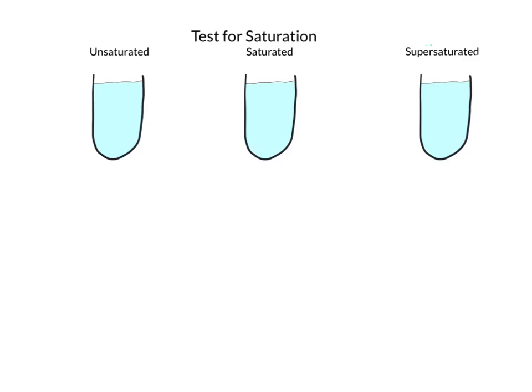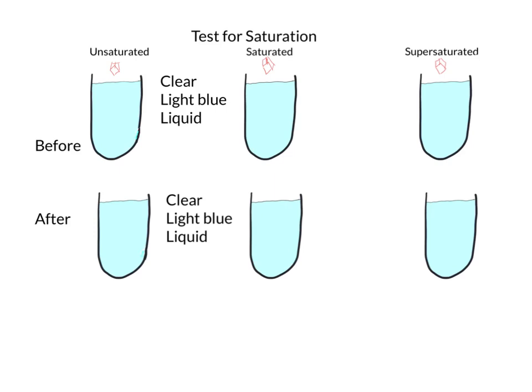So how can we tell if a solution is unsaturated, saturated, or supersaturated? Well, there's a test for that. These are our three test tubes that we're going to test. How might you describe them? They are all clear, light blue, so there's no way to tell by looking at them which one is saturated, unsaturated, or supersaturated. For this test, we're going to add 1 crystal of solute to each test tube to see what happens. After we add the crystal, we will still have a clear light blue liquid.